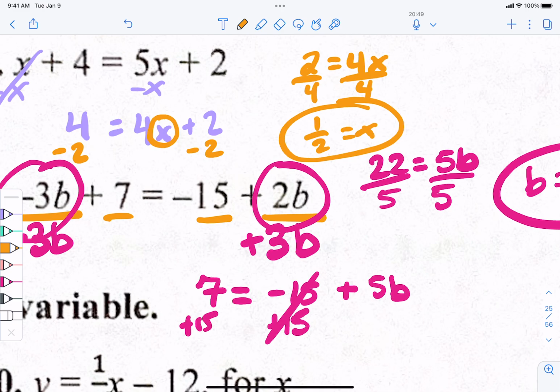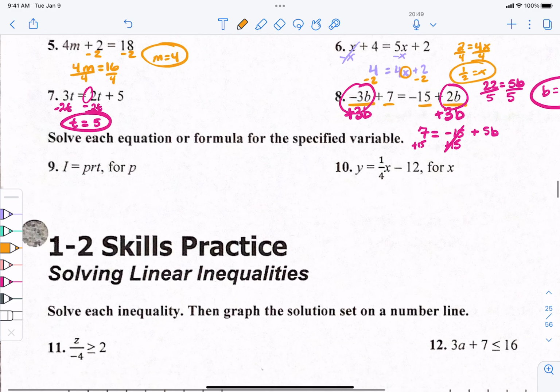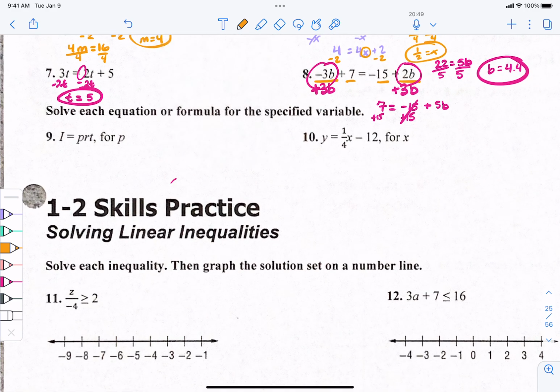Yep. Okay, I know which one. As long as you are legal, it's fine. 9 and 10. Do 10. Okay.